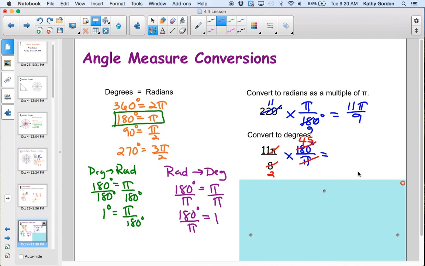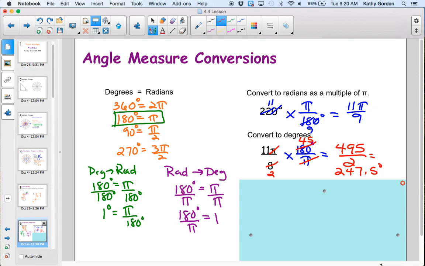All right, so we end up with 495 over 2. And then that's easy to divide, right? Like I can divide anything by 2. So that's going to be 247.5 degrees. Okay, make sense?